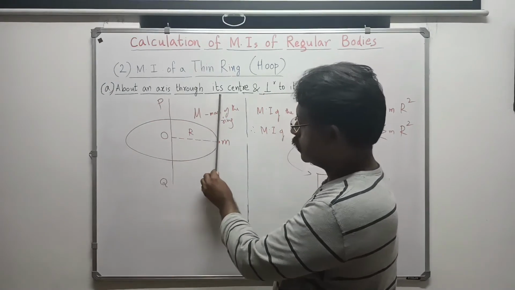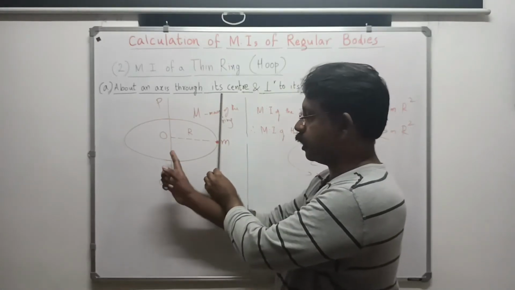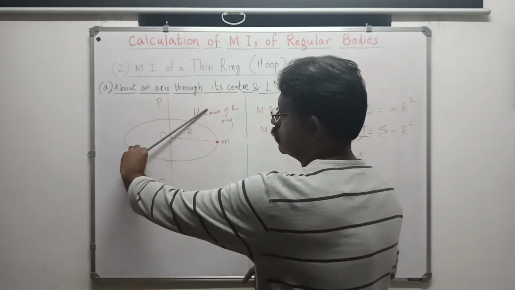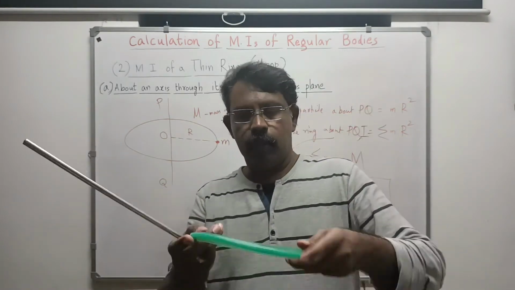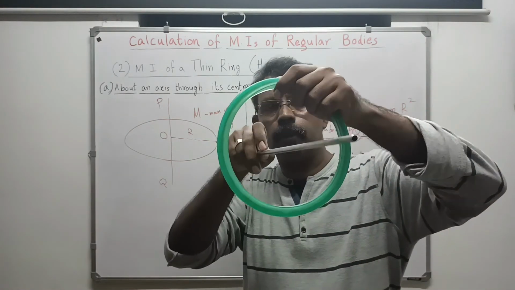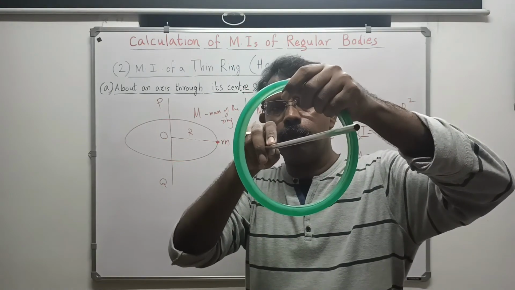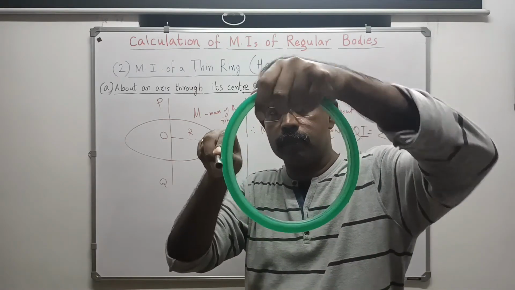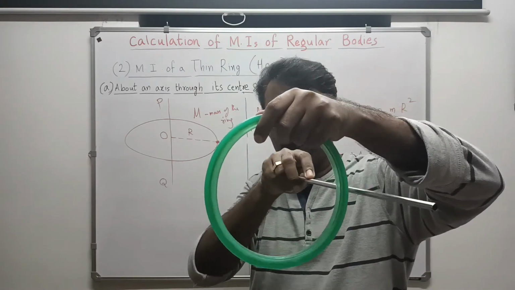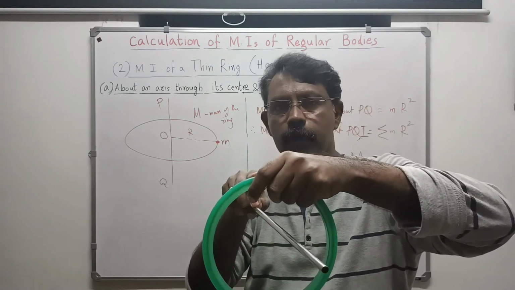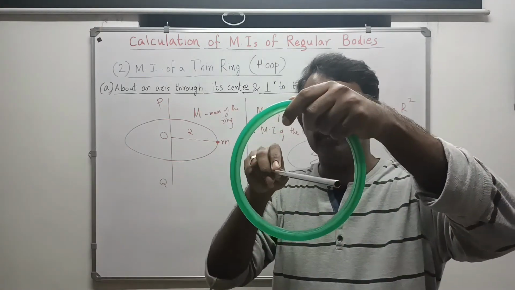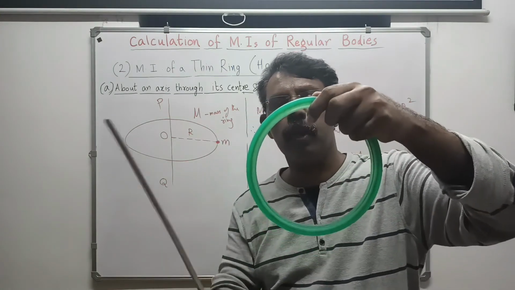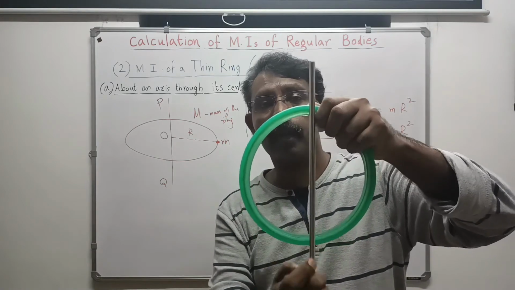I have considered this and got M r squared. If I am taking another axis like this, what will be the moment of inertia of the same body about this axis? I know this one. What about the moment of inertia about this one? If the ring is rotating like this, what is the moment of inertia about this one? This one we have found out to be M r squared. What about the moment of inertia about this axis?